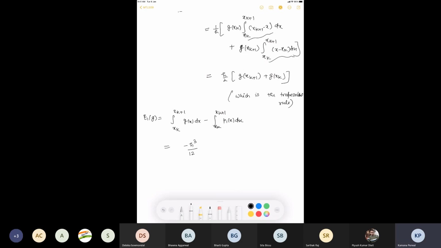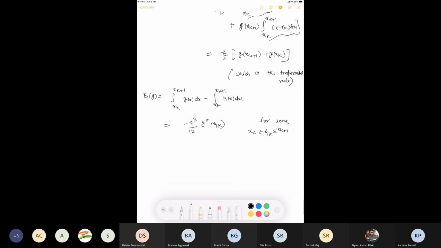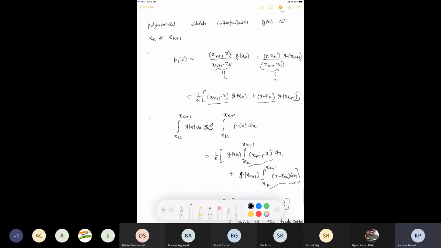And it will be g prime of ξk. So g is nothing but f, which is y prime. So this is going to be y triple prime at ξk, for some ξk lying between xk and xk+1. Okay, so we have the approximation of this integral.